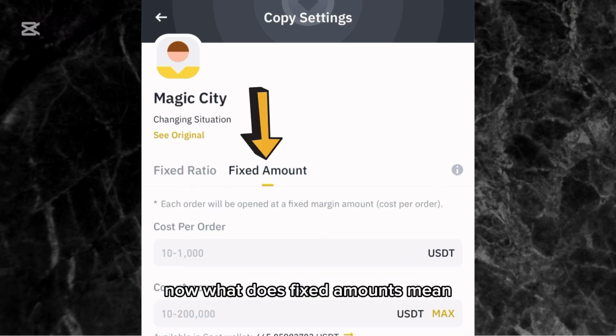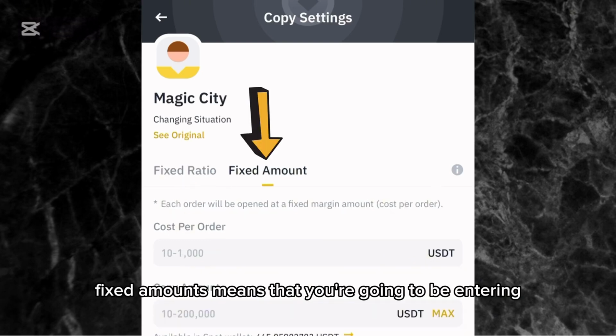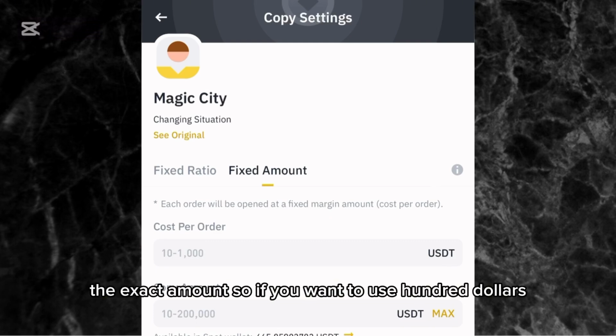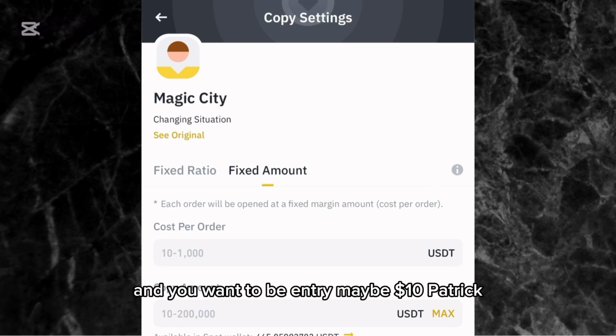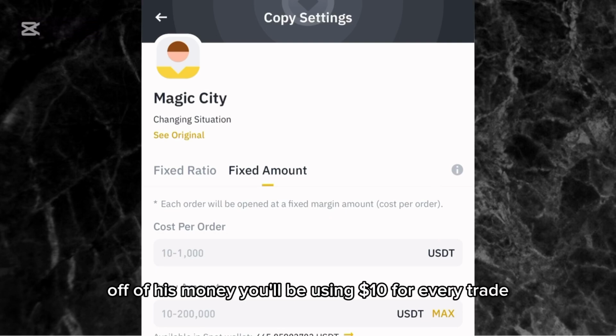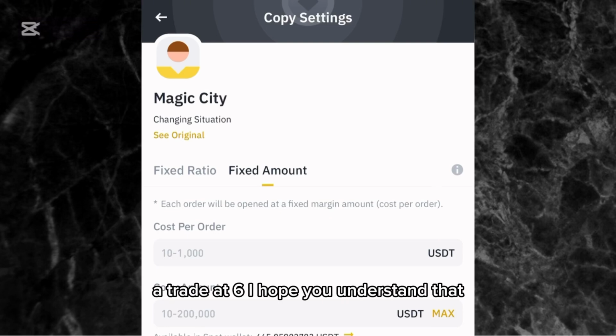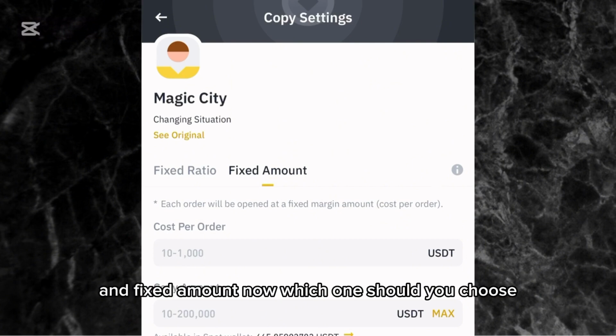Now, what does fixed amount mean? Fixed amount means that you're going to be entering the exact amount you want to use to follow the trader. The exact amount. So if you want to use $100 and you want to be entering maybe $10 per trade, you will enter it there. So whether the trader is entering with all his money or half of his money, you'll be using $10 for every trade. If it's $10, you enter there, or if it's $100, you enter there. So you'll be entering the trade with $10 or $100 for every trade the trader takes. I hope you understand that. So that's the difference between fixed ratio and fixed amount.